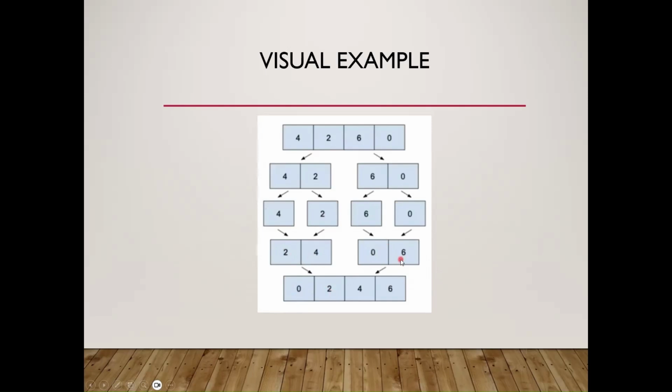Then 4 will be compared with 0. Since 4 is smaller, it will be stored, and then the last element would be stored in the last place of the array.